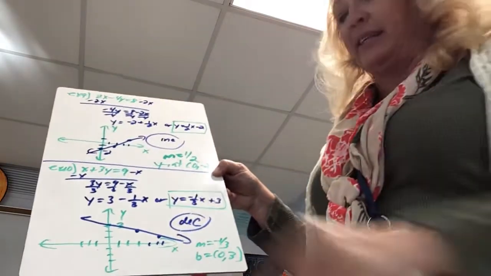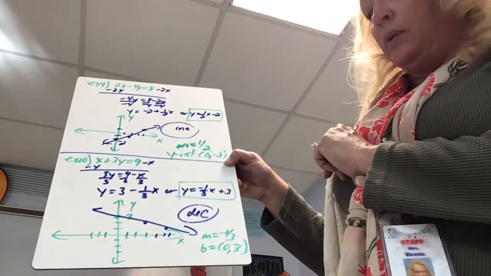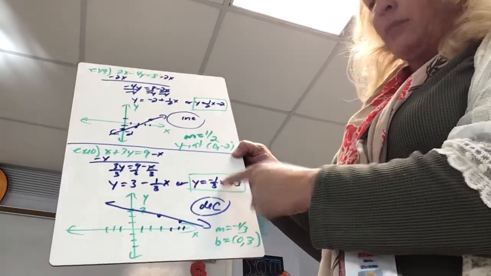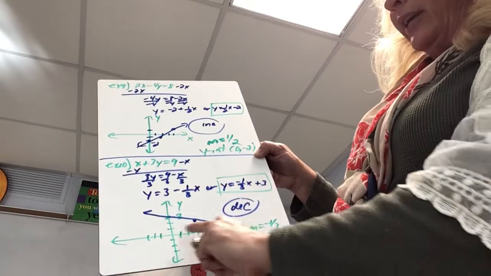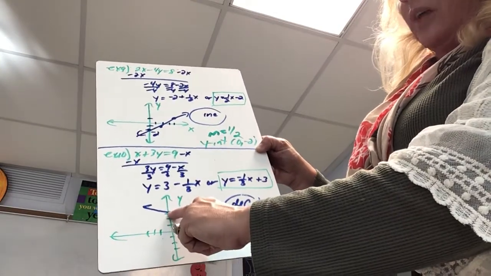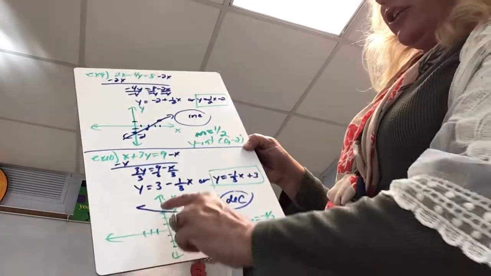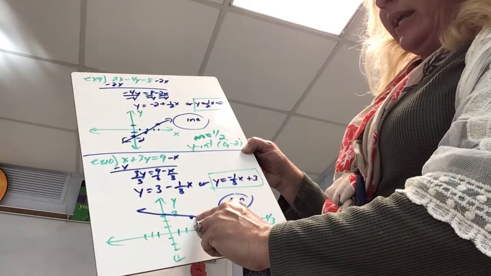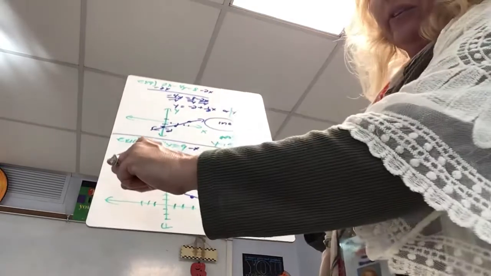Okay, I should expect a downhill line with a negative slope and kind of a flatter line because my slope's less than 1. So my y-intercept is 0, 3. I start on the y-axis. I can go down 1, right 3, down 1, right 3, or I could have gone up 1, left 3.